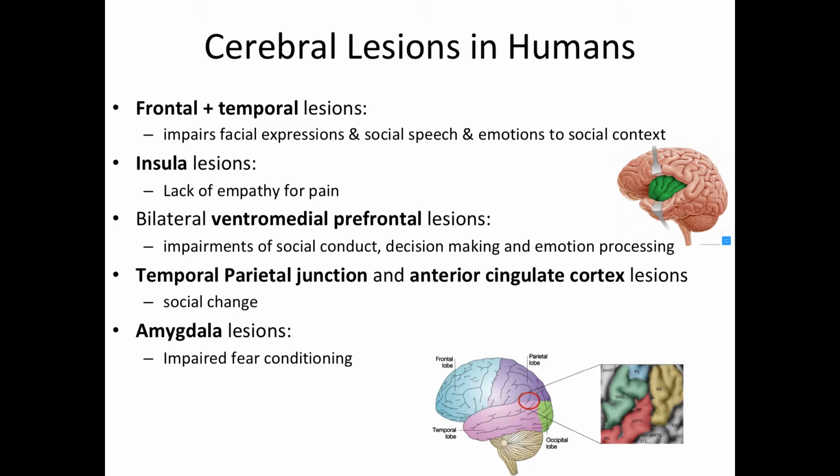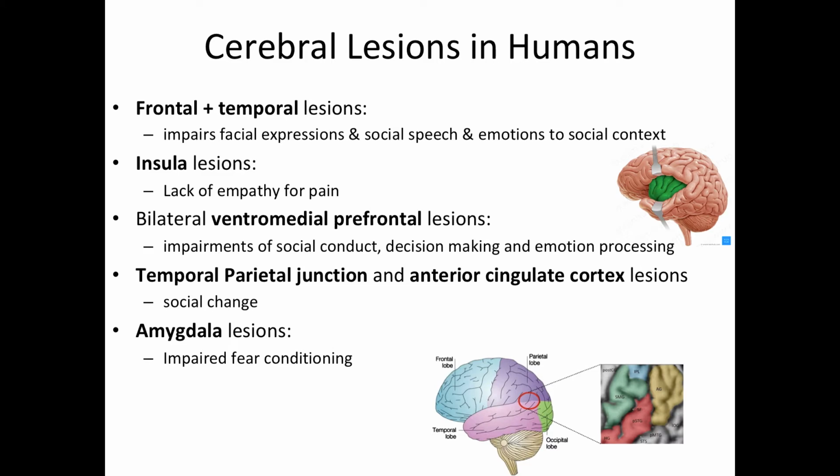So, in humans, frontal and temporal lesions result in deficits in producing facial expressions as well as in social speech, impair the perception of facial expressions and emotions relative to specific social context, and they can also change personality. This is specifically seen when people cannot show the right facial expression in a social setting. For example, if you're at a funeral, you're supposed to have a certain facial expression which shows your emotion. You cannot laugh or smile. Rather, at a graduation, you're supposed to be happy and you're not supposed to be crying, right?